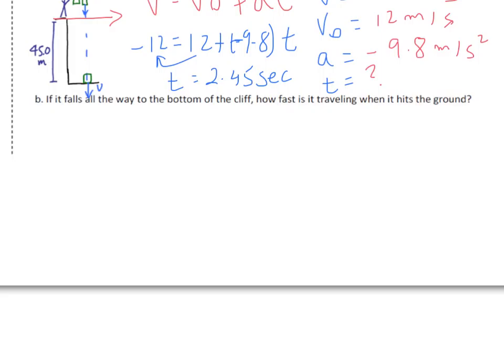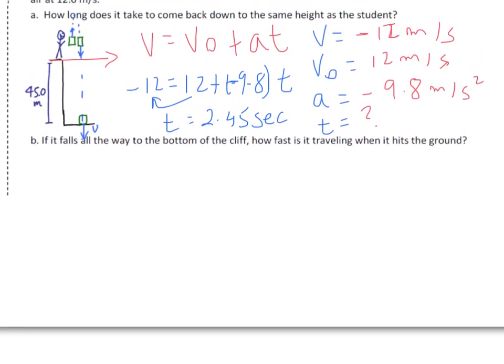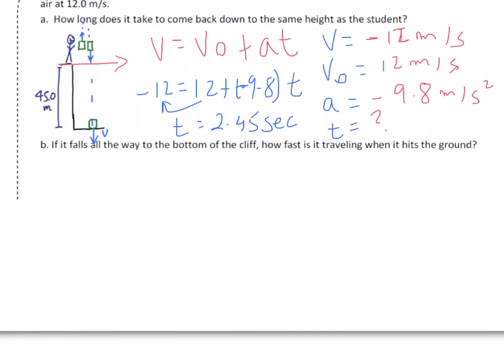So now we've thrown the book up, and now it's going to come back down. We want to find the speed when it hits the ground. Initial velocity is 12, we don't know what the final velocity is going to be. So we're going to rewrite our variables. We're trying to find V, V0 is 12 meters per second, acceleration is negative 9.8, and our distance is negative 45 meters because we're going in the negative direction.